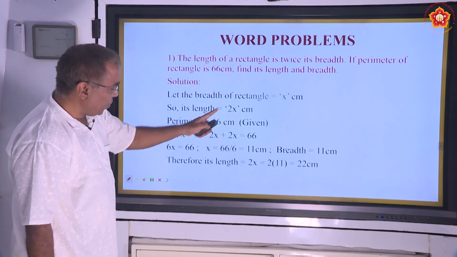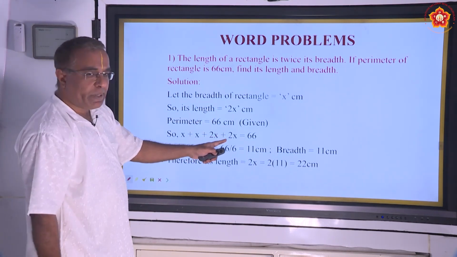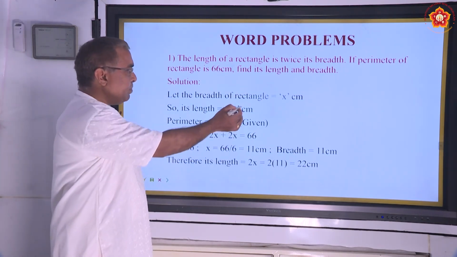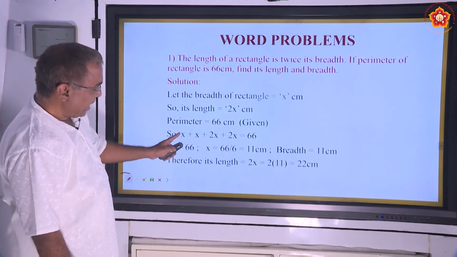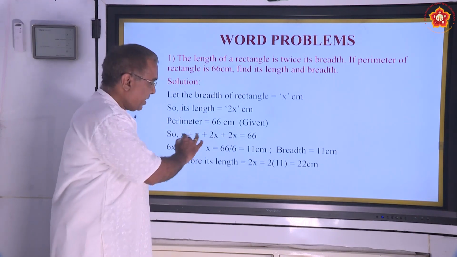Now, length is 2x, and one more 2x will be there on the opposite side. So, again I am taking 2x. Similarly, breadth is x, a rectangle has got 2 breadths. So, x plus x, their perimeter, which means their sum, is 66.